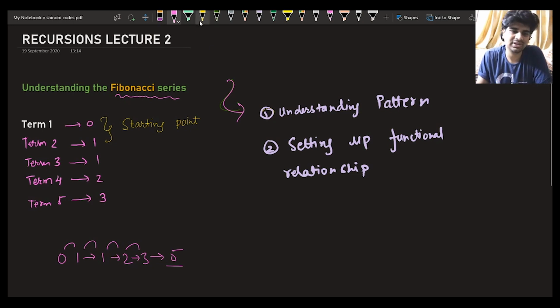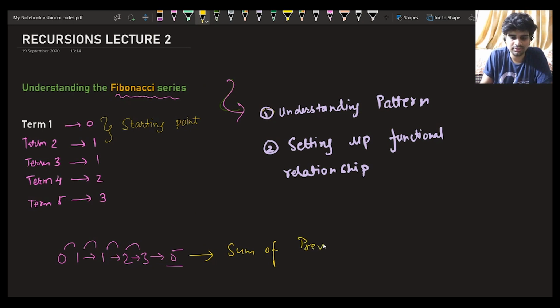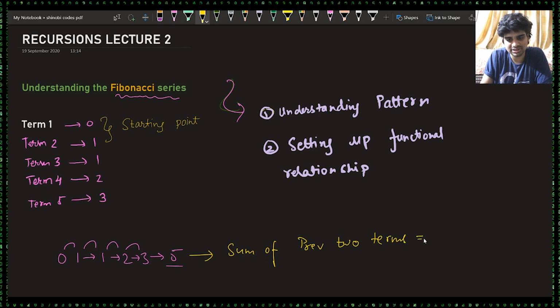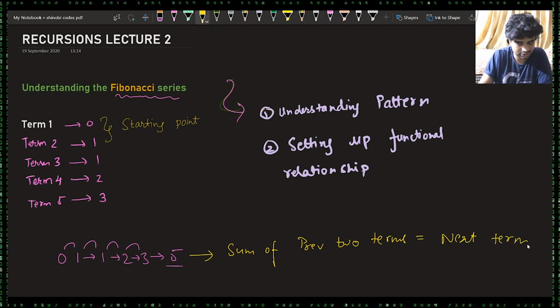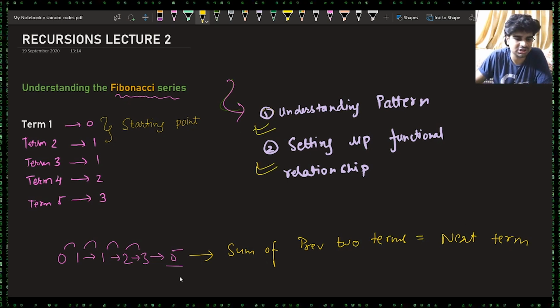Basically, the sum of the previous two terms is equal to the next term. That's it. So the first part is done, and the second part is setting up a functional relationship.